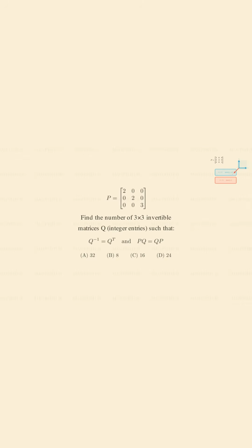Here is the question. Consider the matrix P equals the diagonal matrix with entries 2, 2, 3. Let X transpose denote the transpose of a matrix X. Find the number of 3 by 3 invertible matrices Q with integer entries such that Q inverse equals Q transpose, and PQ equals QP. The key concepts here are orthogonal matrices and commuting matrices.